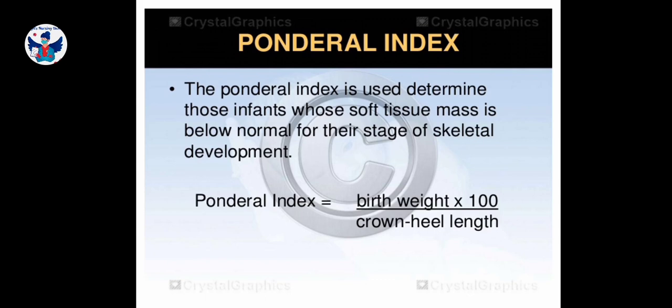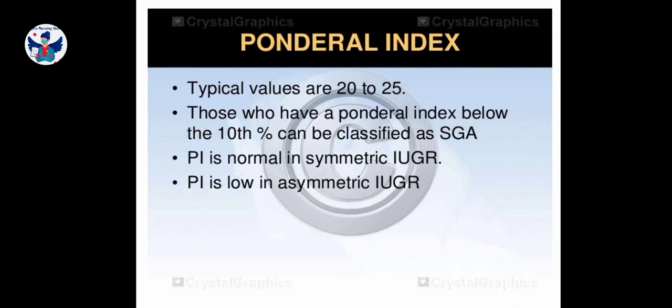Next, Ponderal Index. The Ponderal Index is used to determine those infants whose soft tissue mass is below normal for their stage of skeletal development. It is birth weight times 100 divided by crown-heel length. So the typical values are 20 to 25, and those who have a ponderal index below the 10th percentile can be classified as small for gestational age. And the ponderal index is normal in symmetric IUGR and low in asymmetrical IUGR.